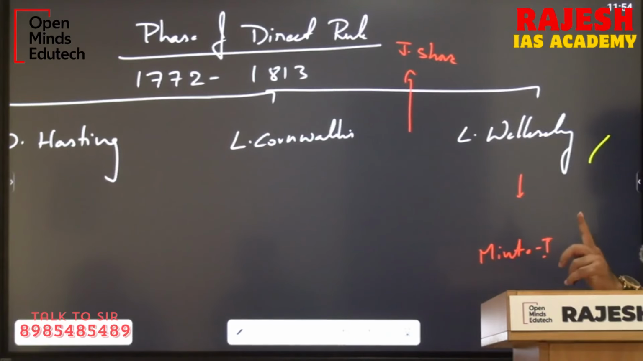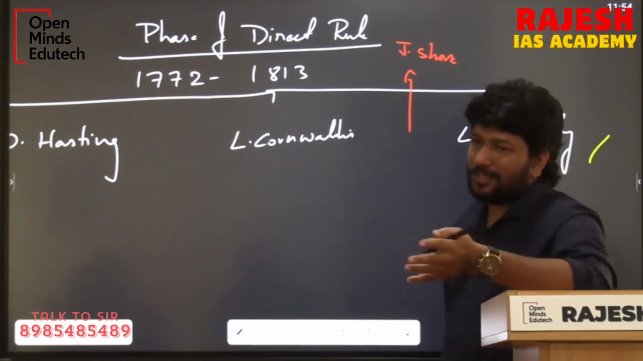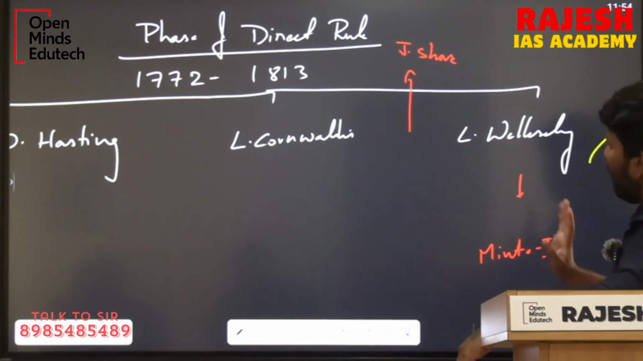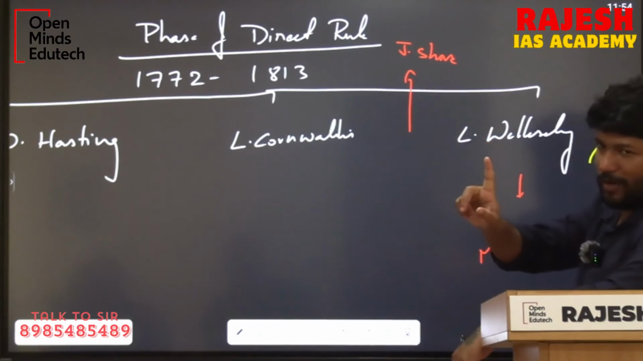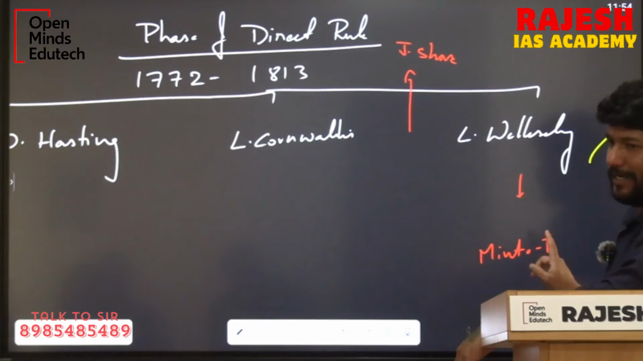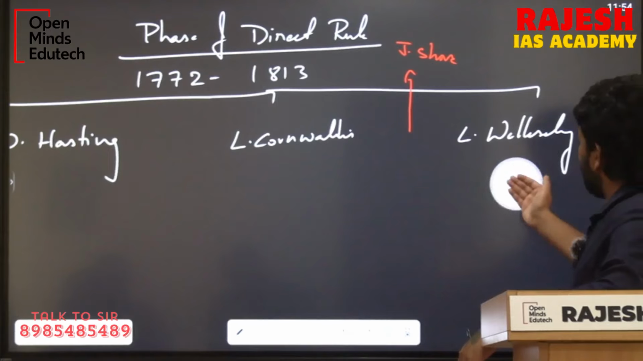Minto 1 is important for only one thing: the Treaty of Amritsar was signed during this time. Got it right? Treaty of Amritsar, with whom? Ranjit Singh, 1809. Only these two things. John Shore, 1 point: he is the father of non-interventionists. Another one is Minto, only the Treaty of Amritsar, the rest not important.